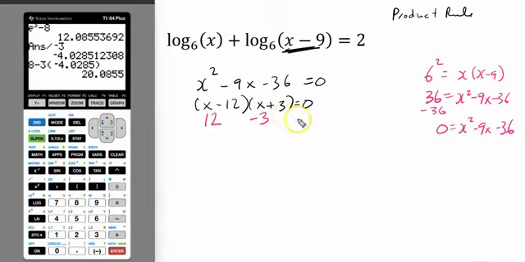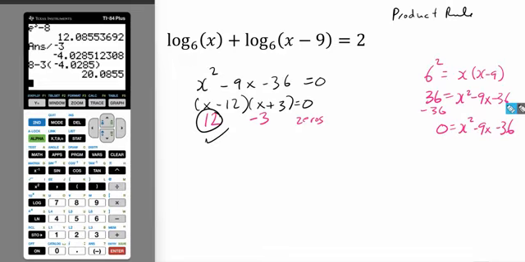So these are my zeros. But the question is, are they solutions of the original equation? So for the original equation, the arguments must be positive. So what's inside the parentheses has to be positive. And if x is 12, then 12 minus 9 is going to be 3, which is a positive number. So 12 is allowed.